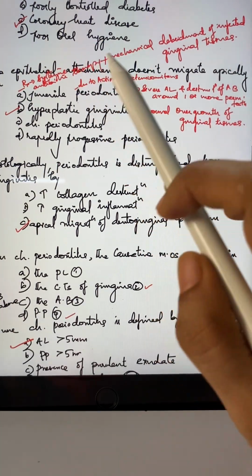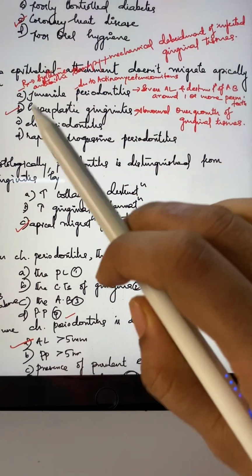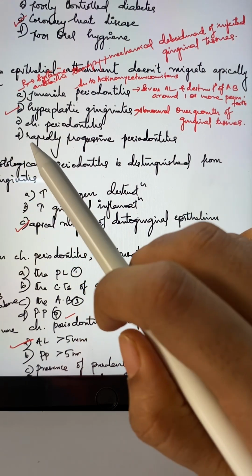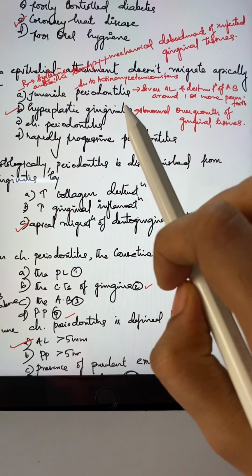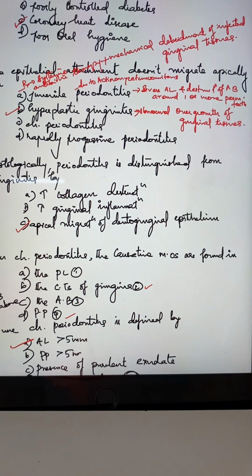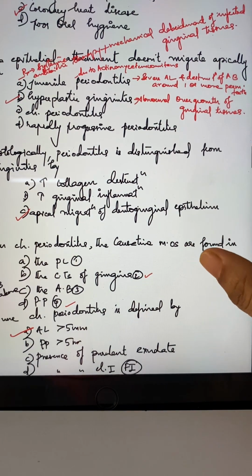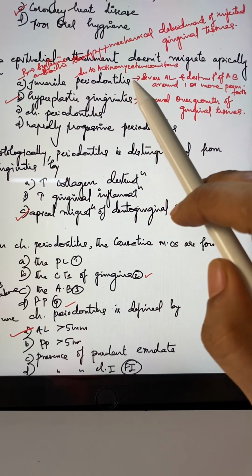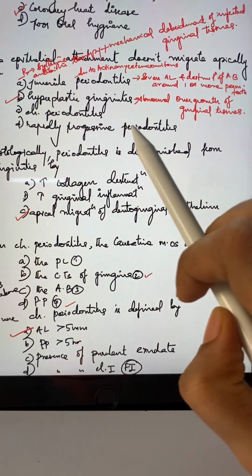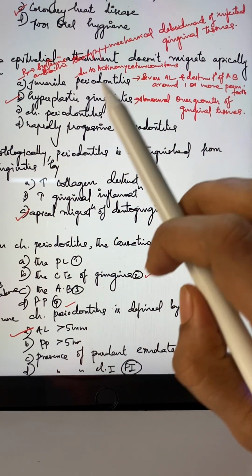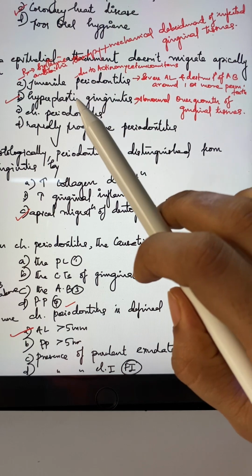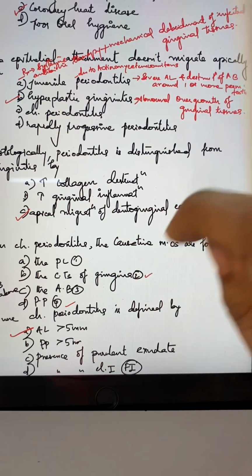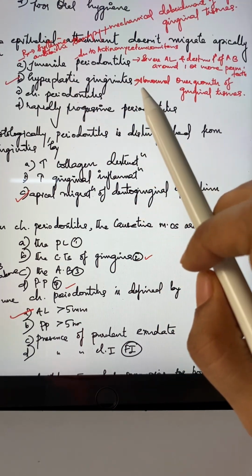The next is, does the epithelial attachment migrate apically in gingivitis? In the hyperplastic gingivitis case, the epithelial attachment loss won't be there. Whereas juvenile periodontitis, chronic periodontitis and rapidly progressive periodontitis are all periodontitis cases. Here the true attachment loss, bone loss, everything would be there. So the answer is hyperplastic gingivitis.